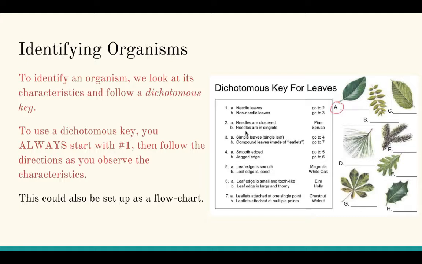And then to identify an organism, you could use a dichotomous key, which can also be set up as a flowchart. To use a dichotomous key, you look at the organism, look at the characteristics, and you start with number 1 always. And it asks you, does it have needle leaves or non-needle leaves? And it doesn't look like it has needles to me, so you go non-needle leaves, then you follow the direction. It says go to question 3. And you go to there and keep doing it. And we'll also have more practice with that.